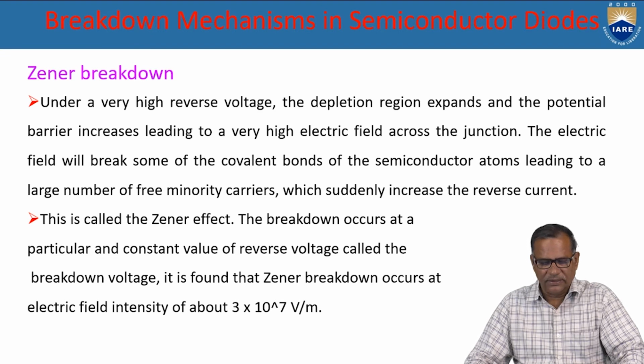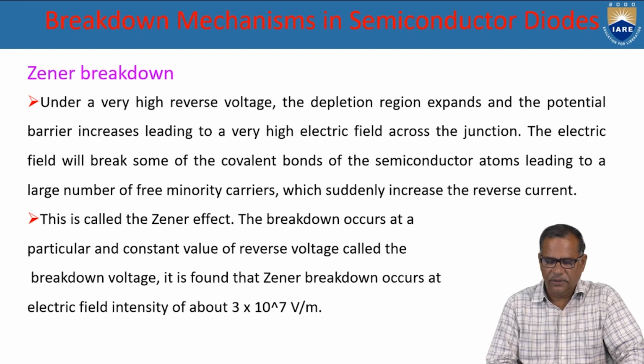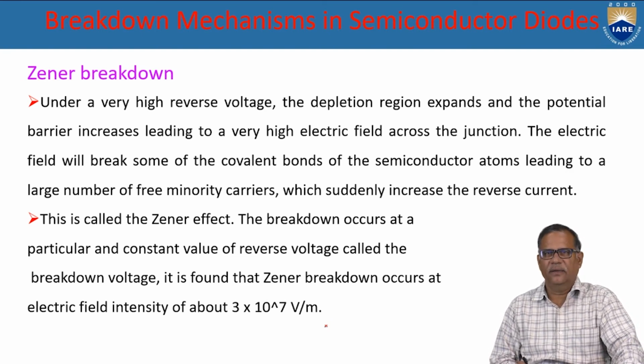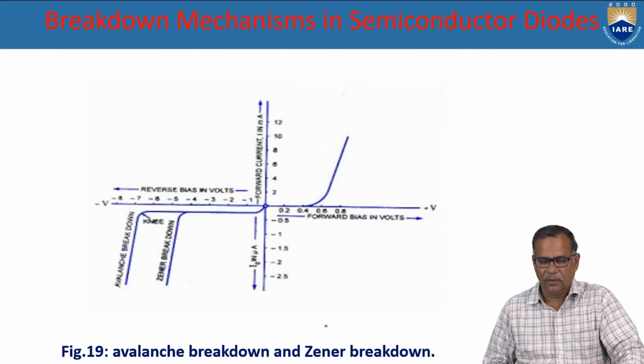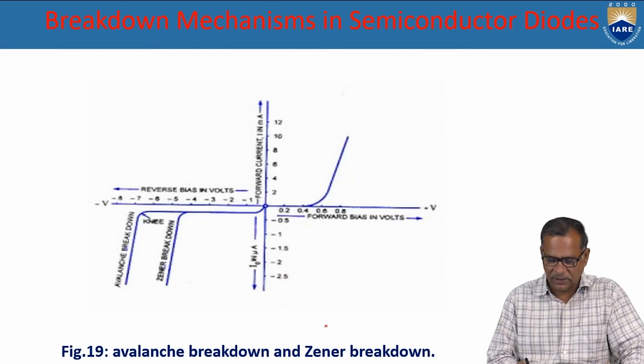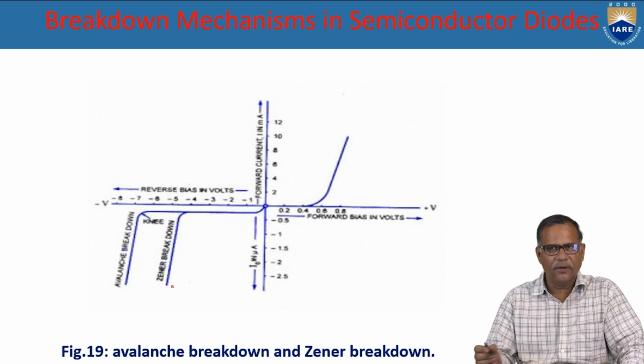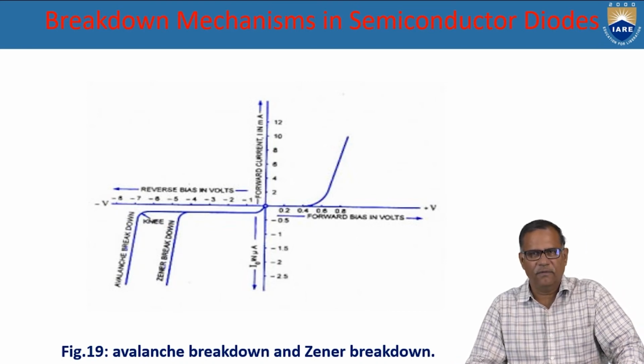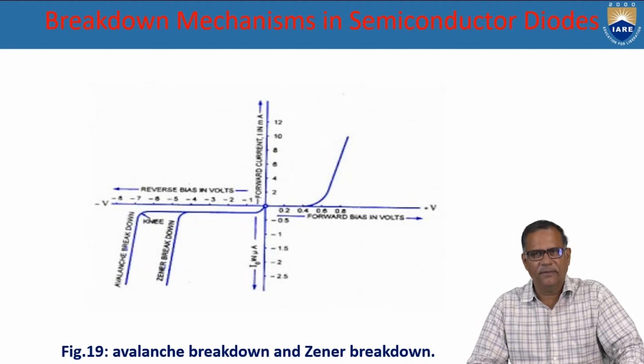The breakdown occurs at a particular and constant value of the reverse voltage, and this is called the breakdown voltage. This Zener breakdown occurs at an electric field intensity of 3 into 10 to the power 7 volts per meter. The Zener breakdown occurs at a lower value of applied reverse voltage, and avalanche breakdown occurs at a high value of applied reverse voltage.